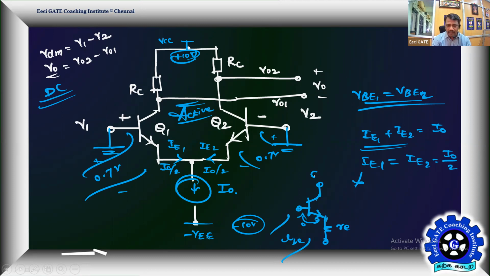Remember, this is a collector terminal, this is a base terminal, this is an emitter terminal. So what is small RE? Small RE is nothing but your thermal voltage divided by IE not, that is IE1 or IE2 depending on your transistor. If it is IE1, it is RE1. You'll get RE2 also identical to this. Let me take them as small RE. Both are equal to VT by I0 by 2. That's a number. Anyway, the problem is expecting only the expression. So just know there is a small signal equivalent for both Q1 and Q2.